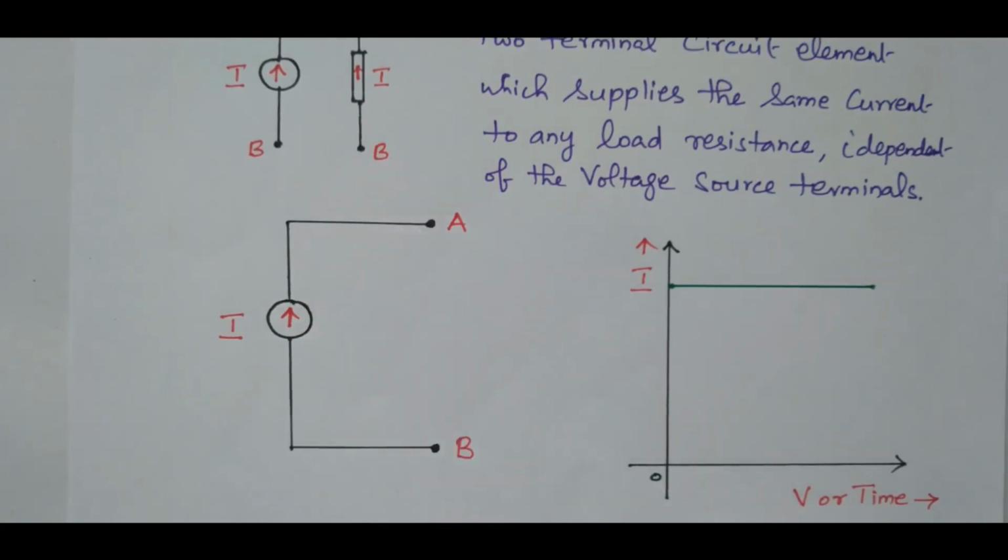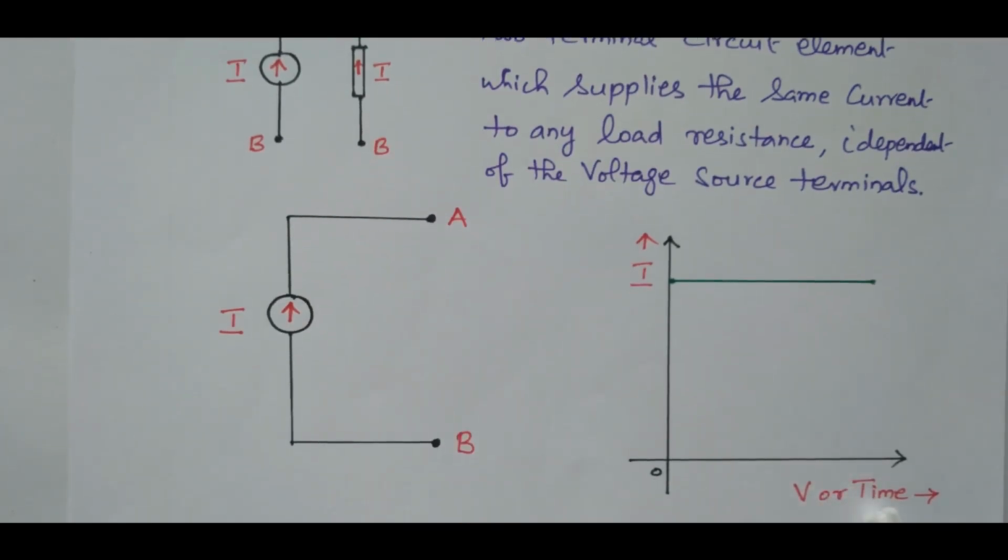The graph is drawn between current with respect to voltage or time. Whether the voltage increases or decreases, or the time increases or decreases, the current remains the same. The current is always constant. It will not vary with either voltage or time. This is possible only in ideal current sources. Now we'll see what happens in the practical current source.